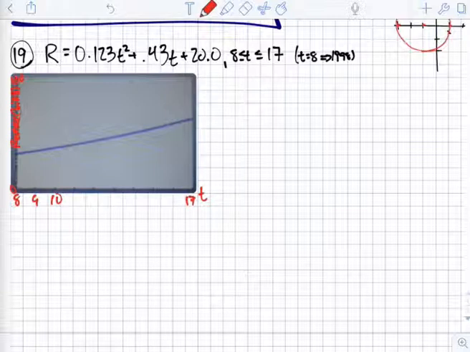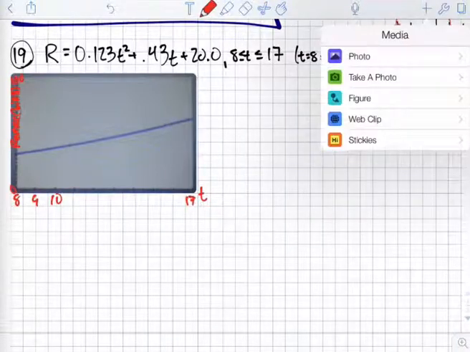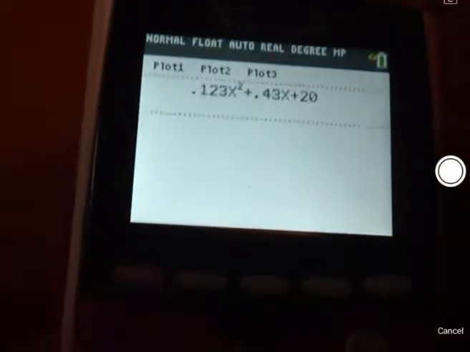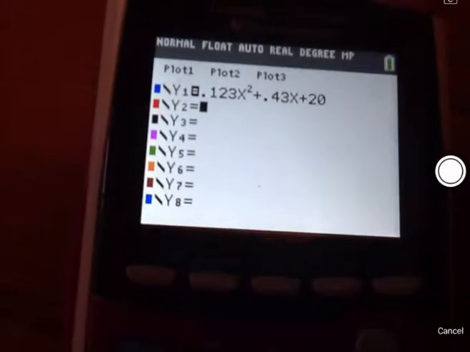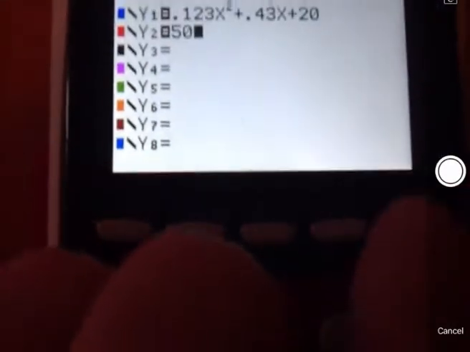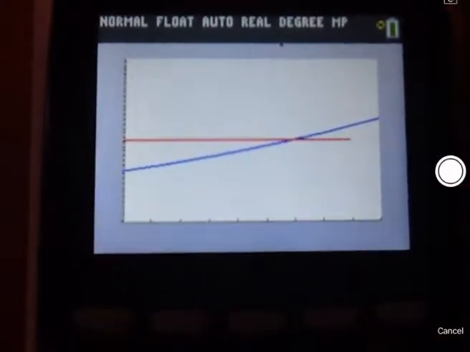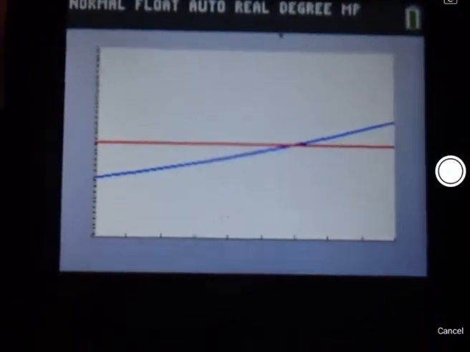All right, use the graph to estimate the year in which the revenue was $50 billion. So again, I'm going to go back to my calculator. I want to know when the revenue is $50 billion, so I'm going to put 50 in for my second equation. Then I'm going to graph it, and you'll see a second line coming through. Now I want to know where they intersect. That's where they're going to be equal.